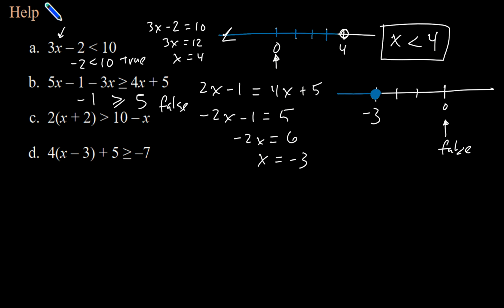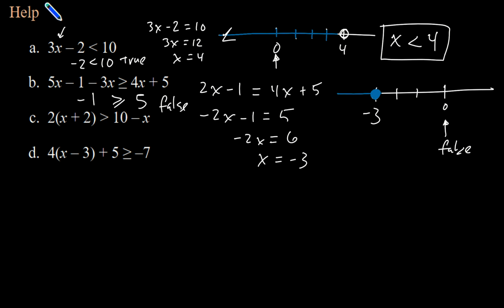Again, treat the inequality as an equation. Find the boundary point, shade in the boundary. It's either solid or it's open, depending on the inequality. In the case of A, it was less than, so there was an open boundary. For B, it was greater than or equal to. If it's got the or equal to, then it's including the boundary.